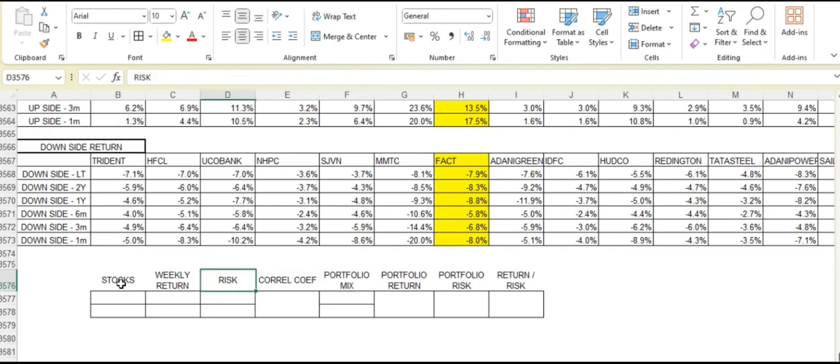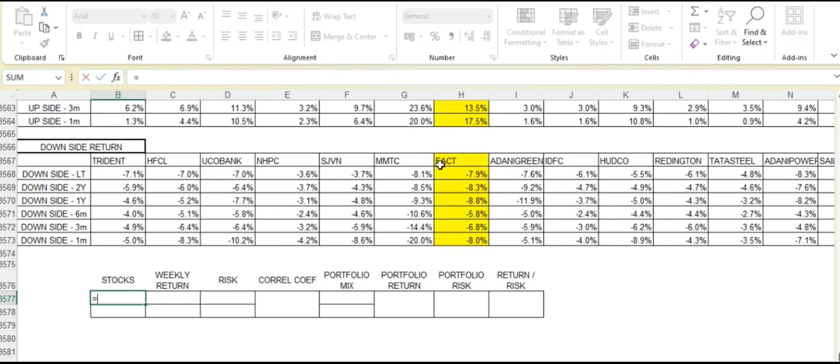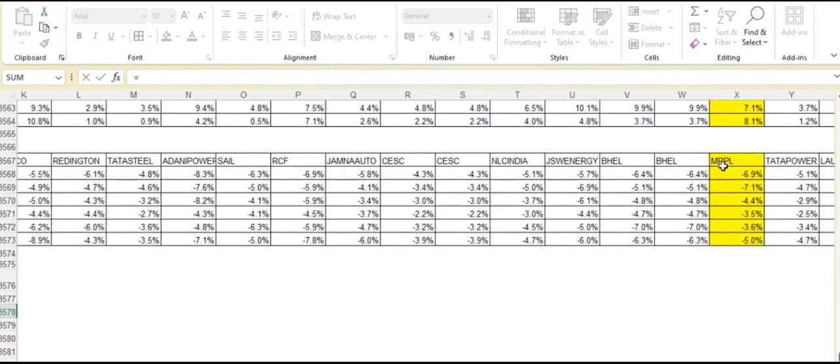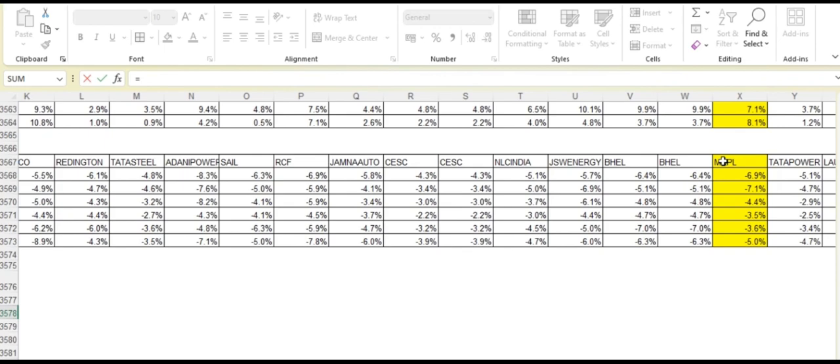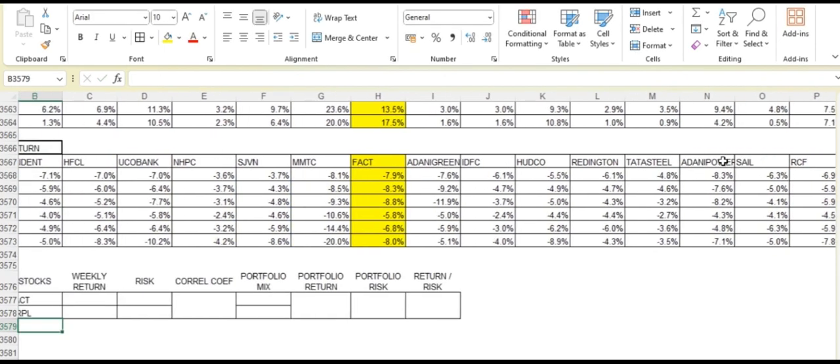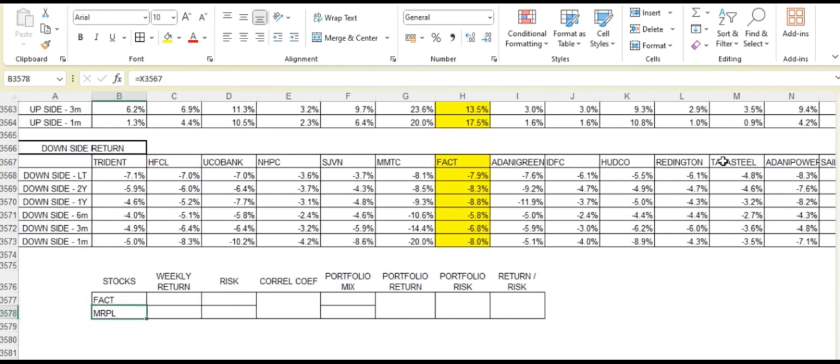So let's get to do that. Like I said, the first stock in our portfolio will be FACT, so I'm going to select FACT here, and the second stock in our portfolio will be MRPL. So these are the two stocks that we are interested in, and if we select MRPL, you will see that we've got the two stocks in our portfolio.